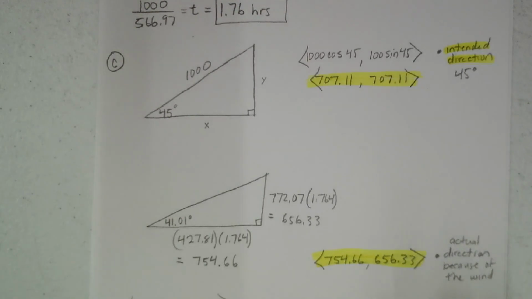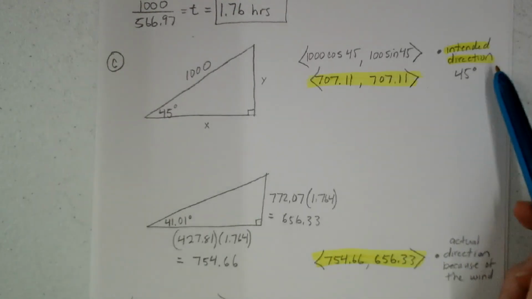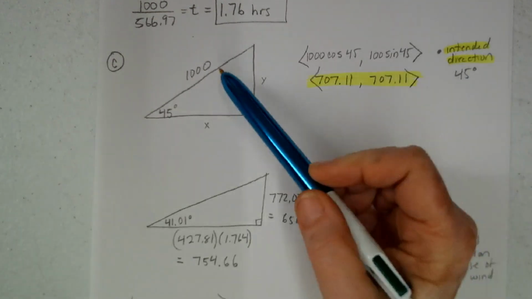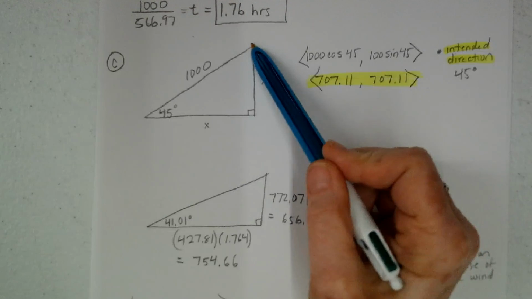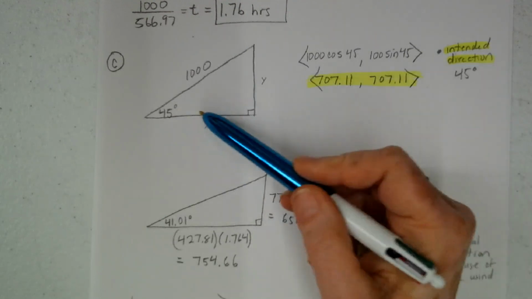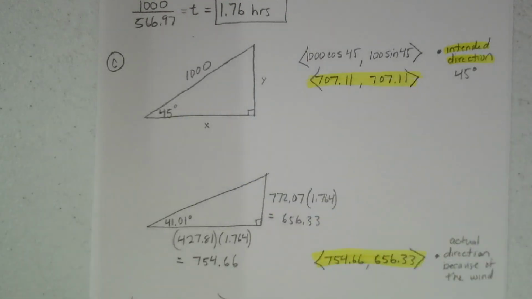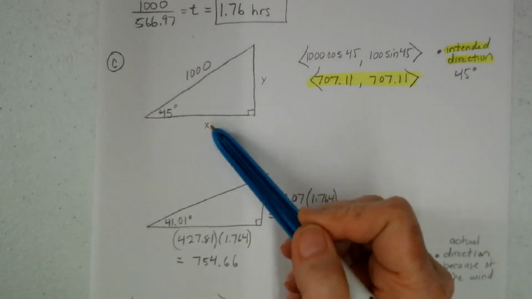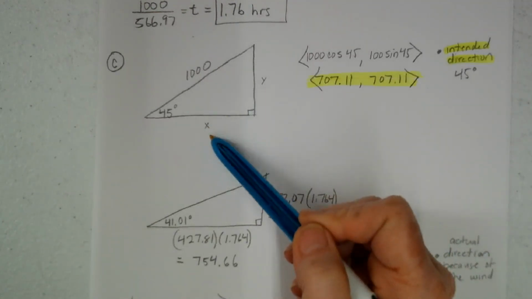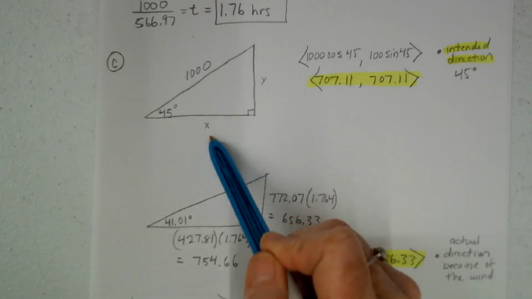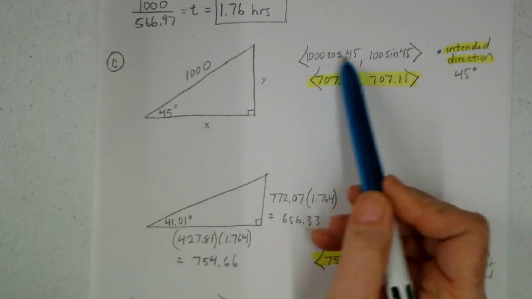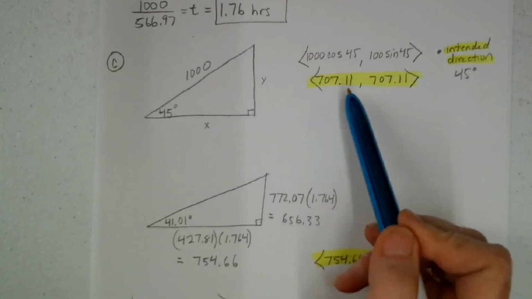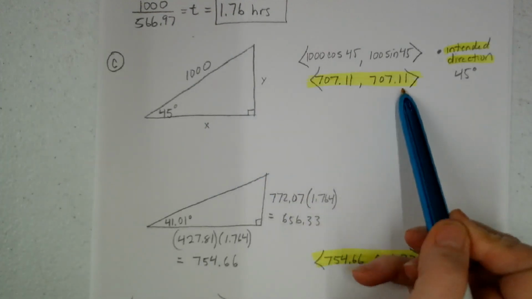So I think what we need to do is find the intended direction. If he originally wanted to go 1,000 miles in the 45 degree direction, I just found the component form. I found that this ends up being 707.11 because I just did cosine and sine on it to solve for these. And that gives me the component form of the intended direction.